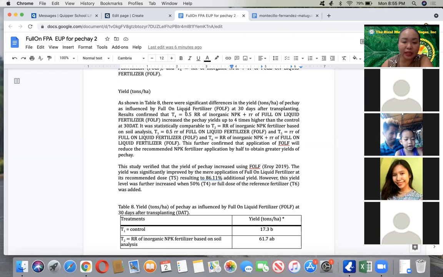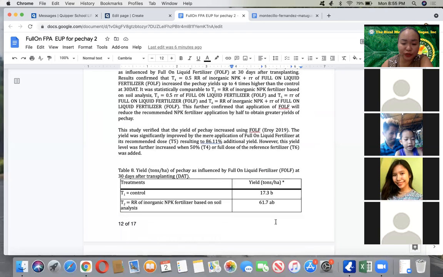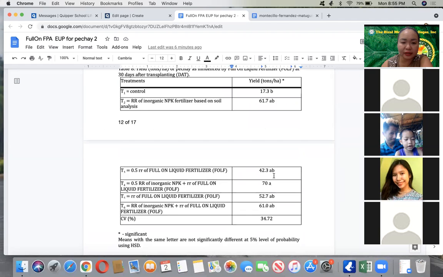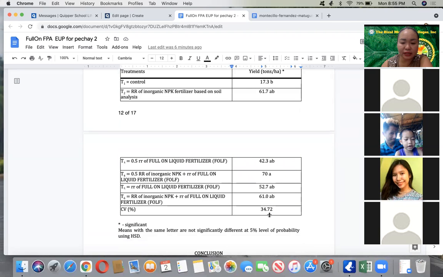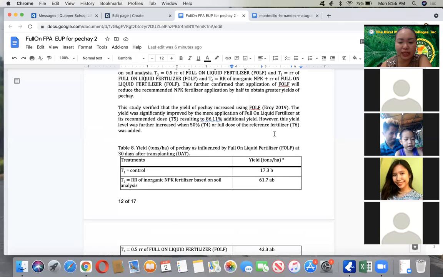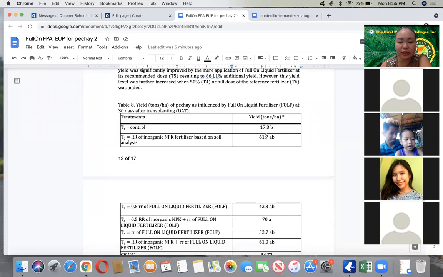Ayun. So as shown on table 8, it's significant and highest is T4 again. Ang CV niya is 34 pa din. So ayan, there was a significant difference, and then the results confirmed that ang T4 talaga will increase the pechay yields up to 4 times. Again, paano mo kinuha yung 4 times? I-minus mo lang yung 70 by 17 and then divided it by 17.